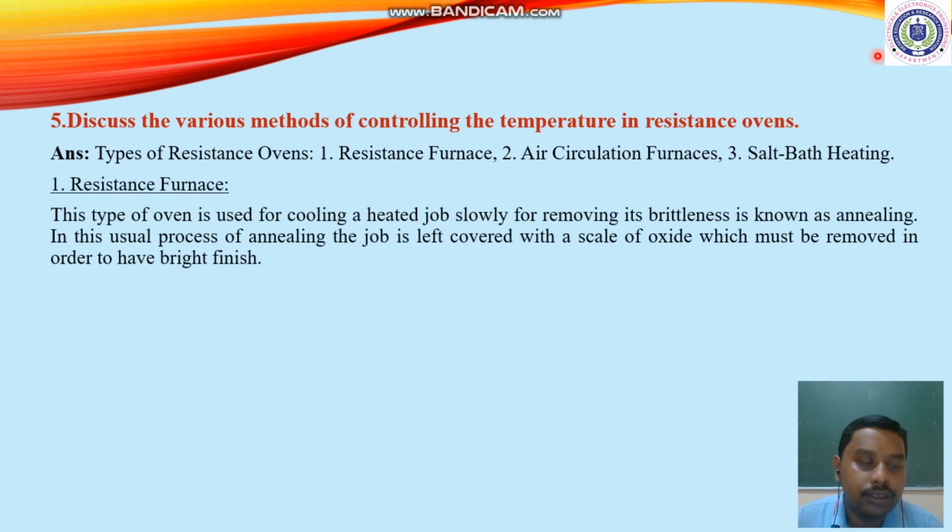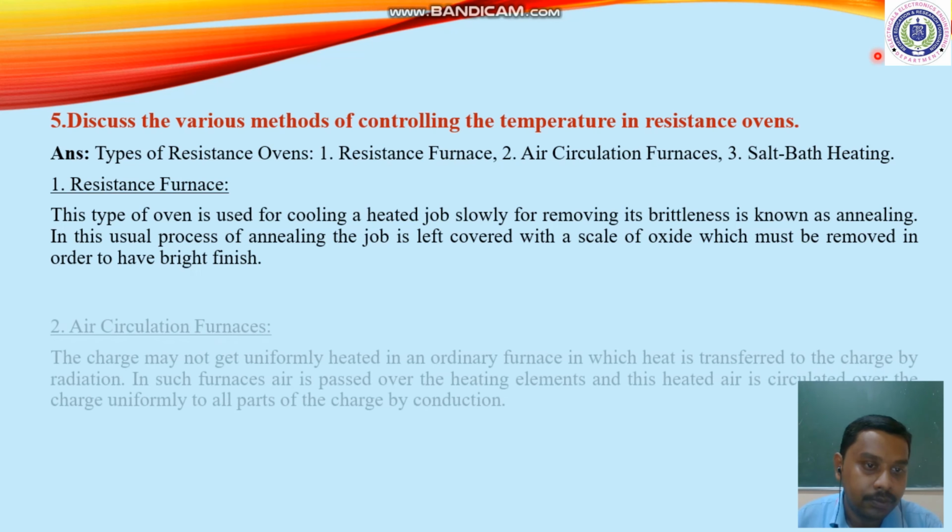The first is the resistance furnace. This type of oven is used for cooling a heated job slowly, and the heating is known as annealing. In the process of annealing, the job is left covered so that the oxide which has formed can be removed, in order to get a good finish.